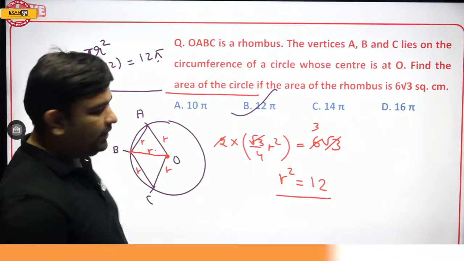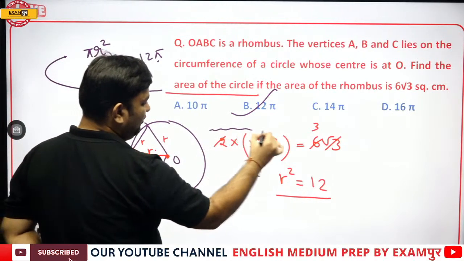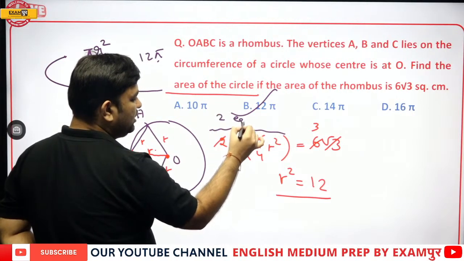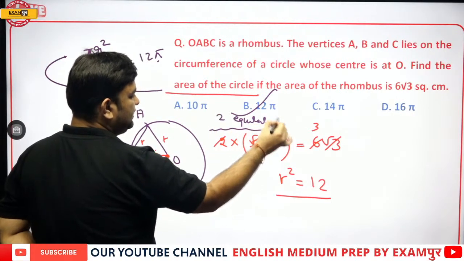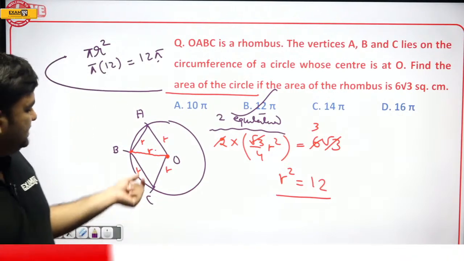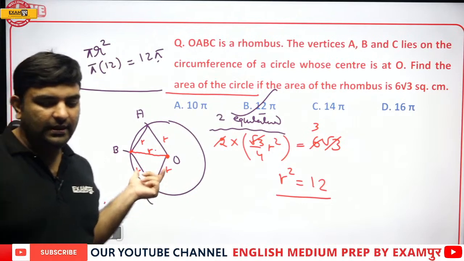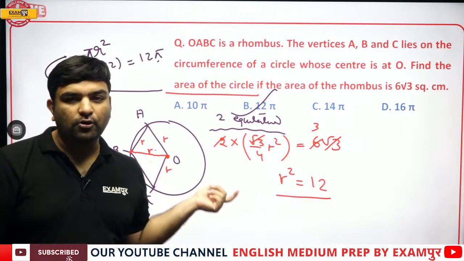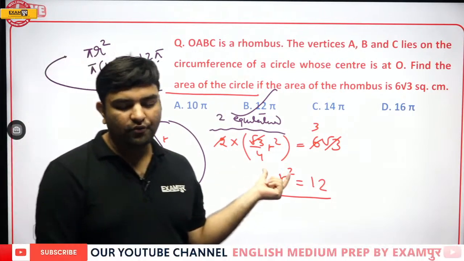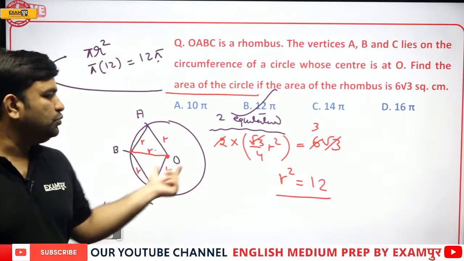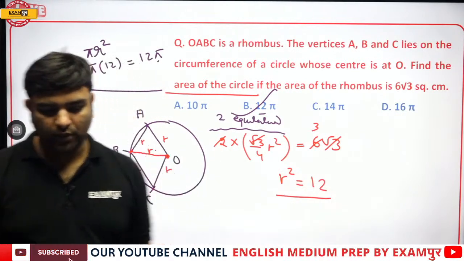It is about two equilateral triangles. The rhombus was nothing but two equilateral triangles. If you draw the rhombus like this, it is nothing but two equilateral triangles. Area of one equilateral triangle is √3 by 4 a square, so twice that is 2 into √3 by 4 a square.